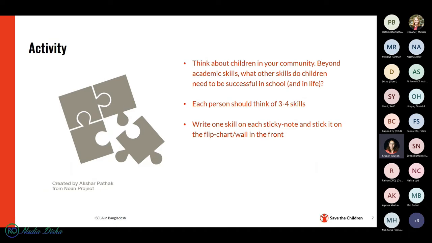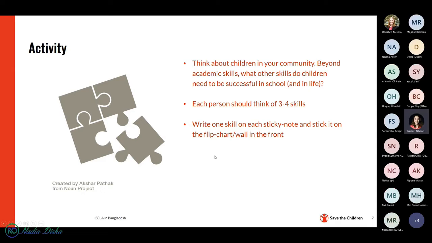So just think about children in your community. What other skills beyond literacy and numeracy and academic skills do children need to be successful in life or in school? And then with the enumerators, you can have them write these down, put them on sticky notes, stick them on a flip chart. In our workshop here, you can put them in the chat. But again, we're going to move pretty quickly through these activities.